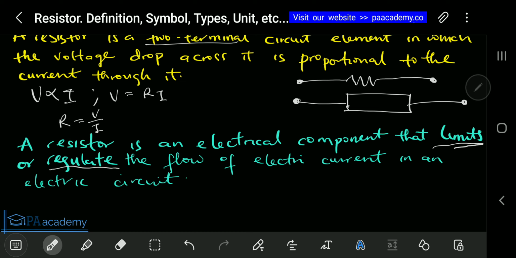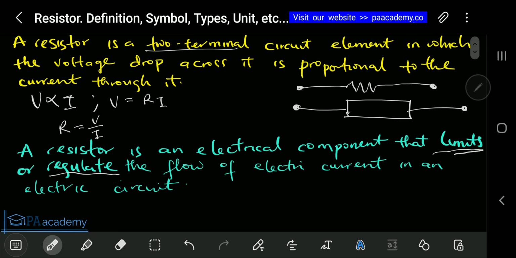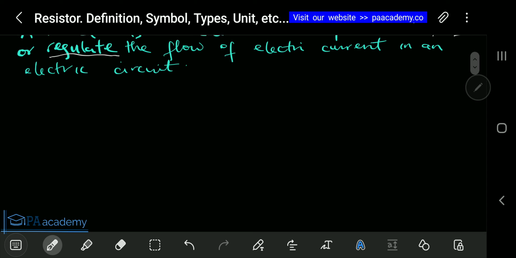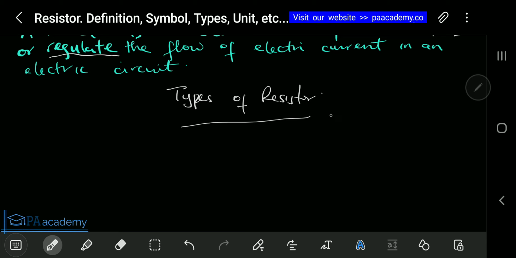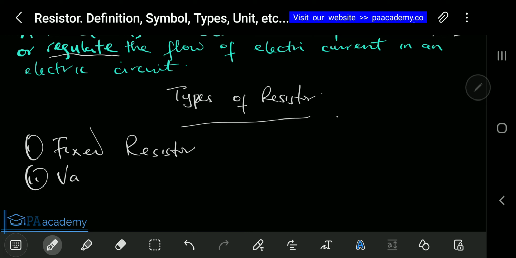Are we good? All right, so we've looked at the definition and then the symbol. Now let's quickly look at the types of resistor that we have. Basically there are 2 types. Number 1, we have the fixed resistor, and number 2, we have the variable resistor.